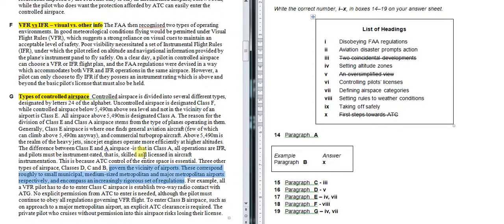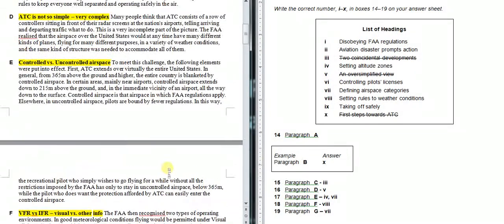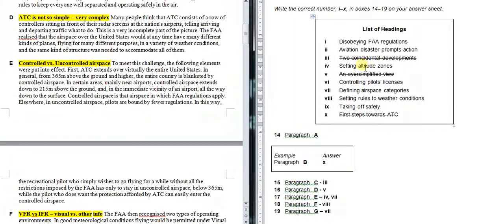All right, so once we look closely, it looks like a couple of these classes are related to altitude, but not all of them. Right? D, C, and B, those are all about the vicinity of airports. Okay, so we need to look overall. To me, number 4, setting altitude zones, is not going to match with this paragraph. I think this is going to be defining airspace categories. Okay, so we'll set that as the answer to G, which means paragraph E should be setting altitude zones.